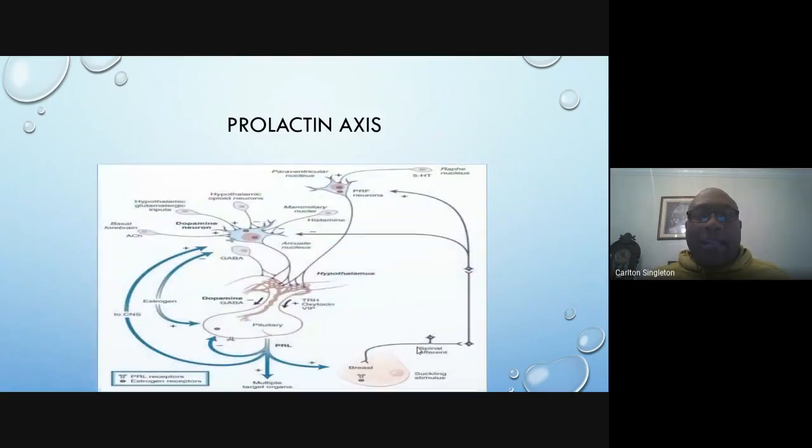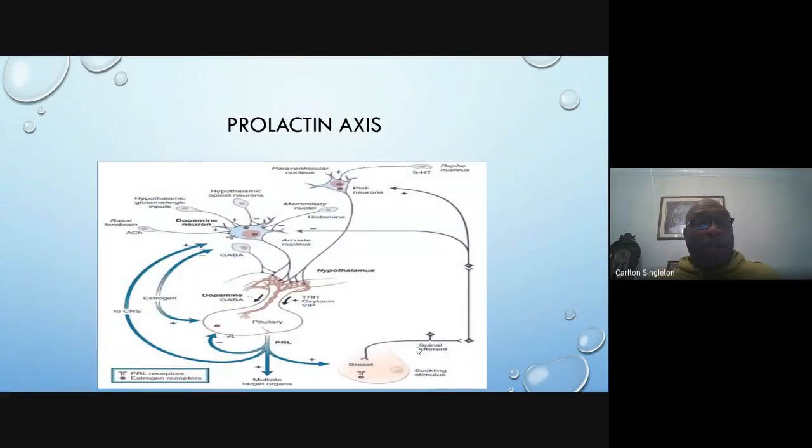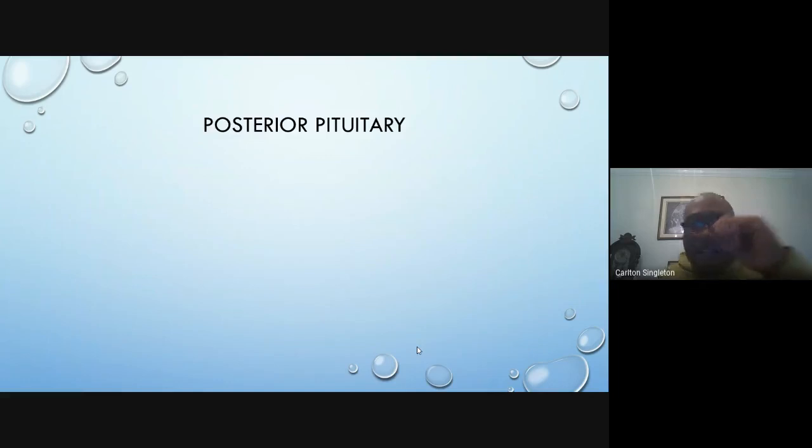Okay, and here's the prolactin axis. You guys, it's really weird. See how much more involved it is? This is because it's positive feedback. And you see here, prolactin goes back and stimulates more prolactin release. Okay, so that's your anterior pituitary. Now let's talk real quick about your posterior pituitary.